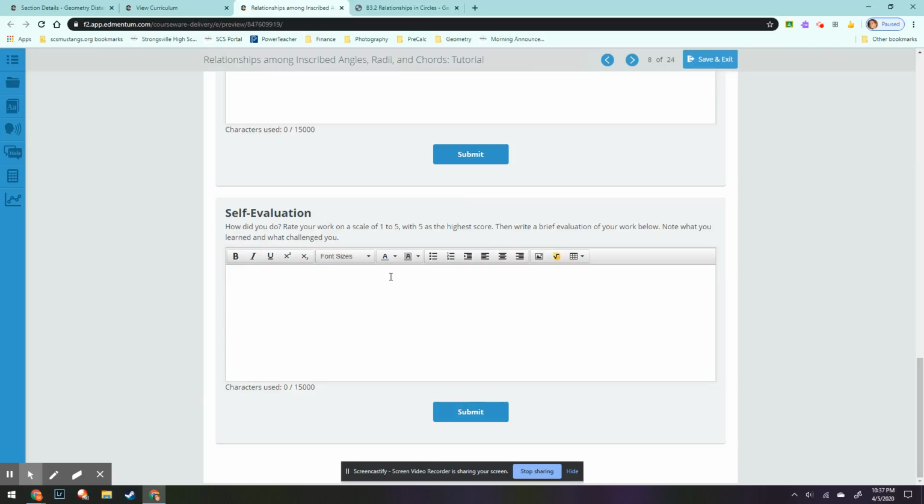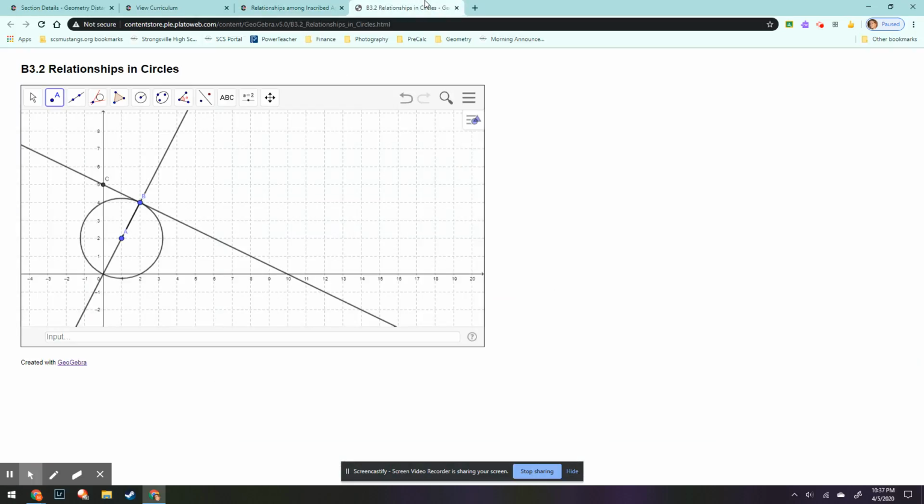Self-evaluation, rate yourself, write a brief evaluation. I'm not looking for a novel here, just a sentence or two would be good. Okay, so hopefully that refreshes your mind a little bit about GeoGebra.